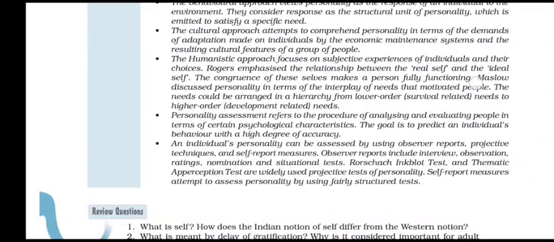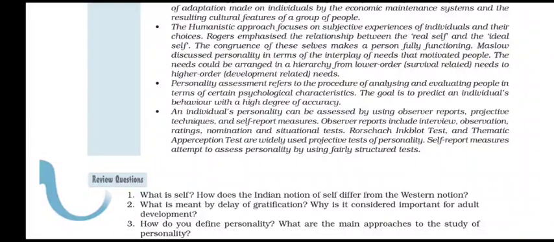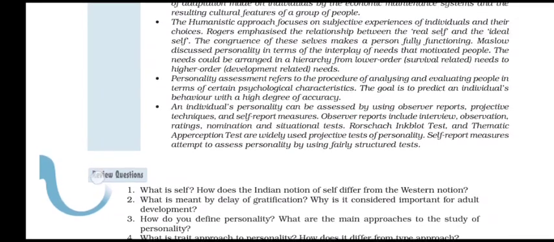The humanistic approach focuses on subjective experiences of individuals and their choices. Rogers emphasized the relationship between real self and the ideal self. The congruence of these selves makes a person fully functioning. Maslow discussed personality in terms of the interplay of needs that motivated people. The needs could be arranged in a hierarchy from lower order needs to higher order needs. Personality assessment refers to the procedure of analyzing and evaluating people in terms of certain psychological characteristics.